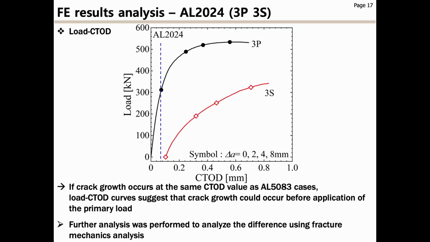These results can also be found in the load-CTOD graph. If crack growth occurs at the same CTOD value as in the AL 5083 cases, the load-CTOD curves suggest that crack growth could occur before application of the primary load. These results were quite different from the experiment. So further analysis was performed to analyze the difference using fracture mechanics analysis.